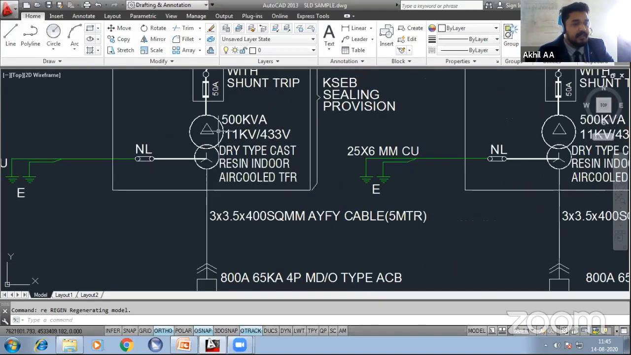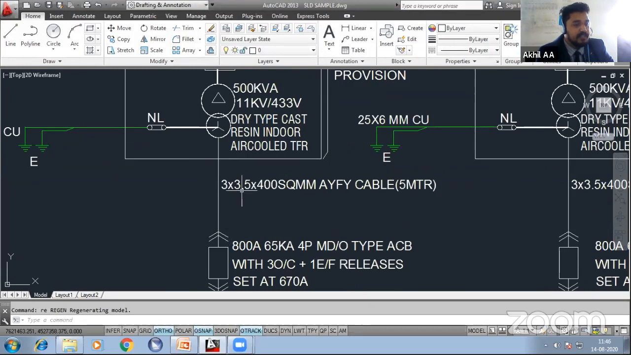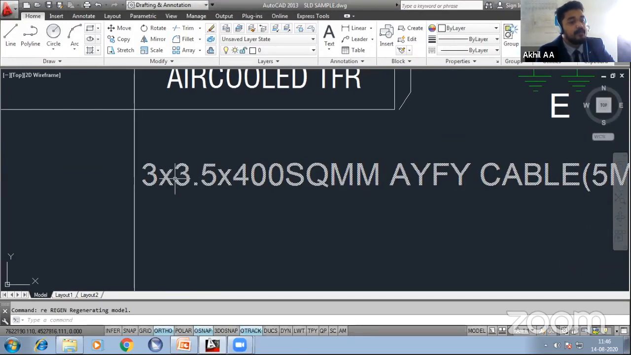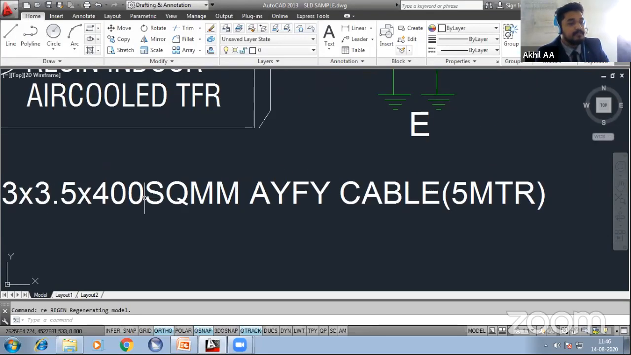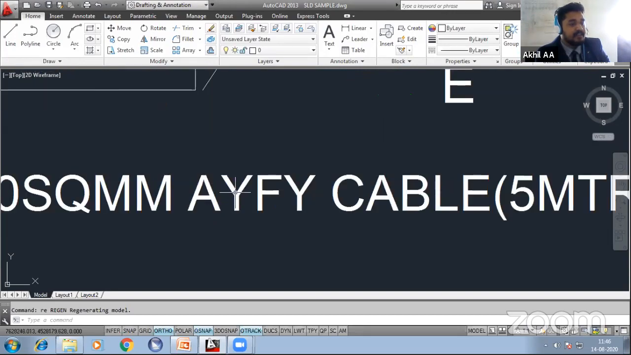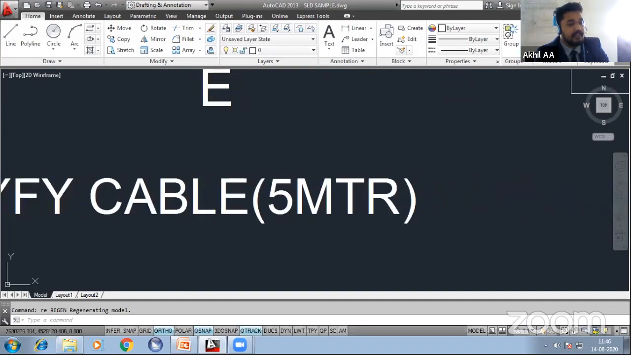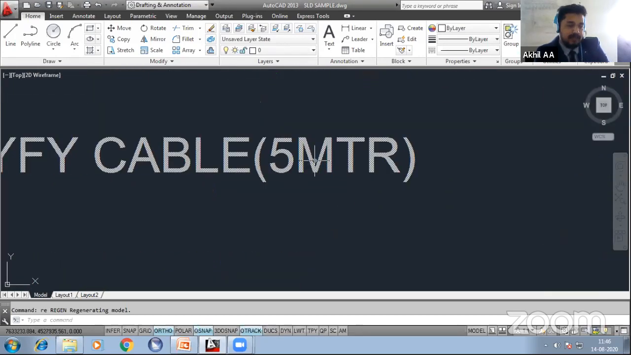And from the 500 kVA transformer, another single line is going downwards, which is 3 into 3.5 core. 3 run is the representation used for 3, meaning 3 number of cables. 3.5 C is a 3.5 core cable, and the size of the cable is 400 square mm. The type of insulation and conductor is mentioned as AYFY. The distance from the USS to the main panel is 5 meters.